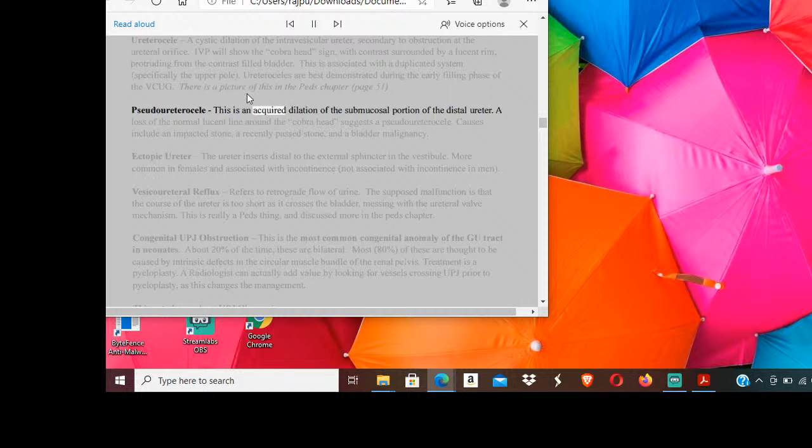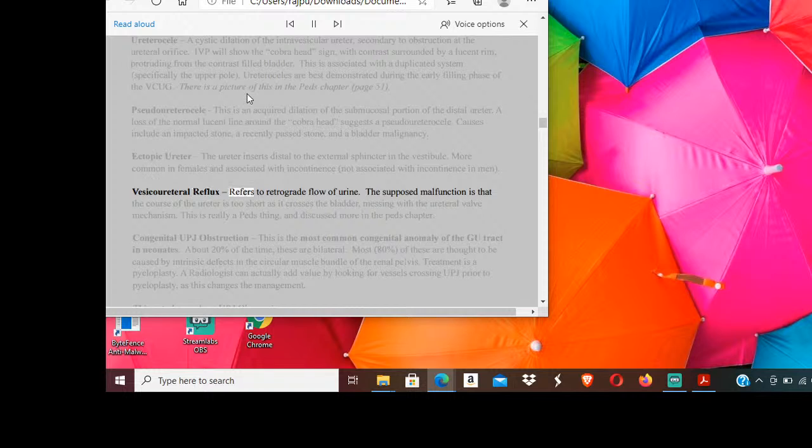Pseudoureterocele. This is an acquired dilation of the submucosal portion of the distal ureter. A loss of the normal lucent line around the cobra head suggests a pseudoureterocele. Causes include an impacted stone, a recently passed stone, and a bladder malignancy. Ectopic ureter. The ureter inserts distal to the external sphincter in the vestibule. More common in females and associated with incontinence, not associated with incontinence in men.